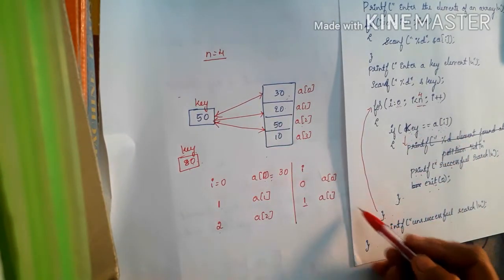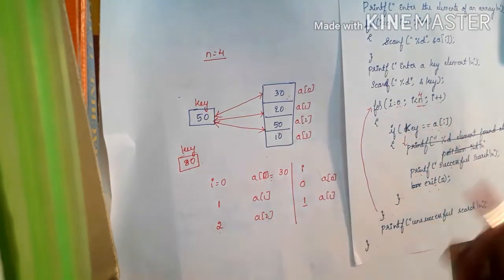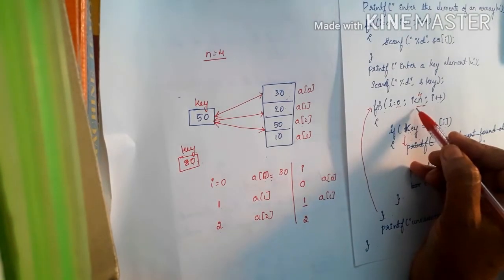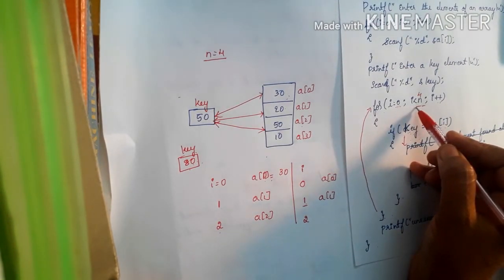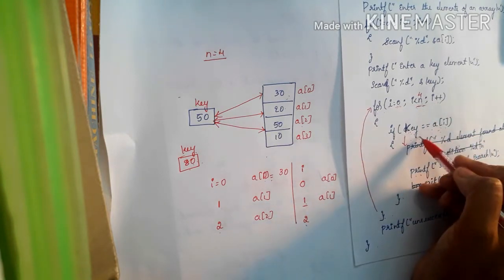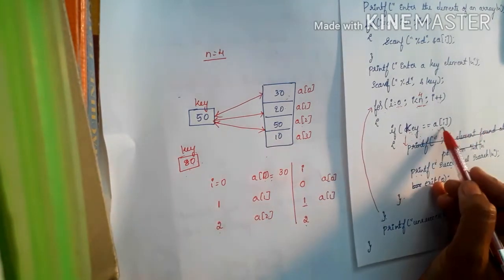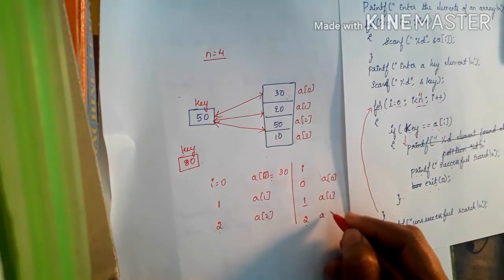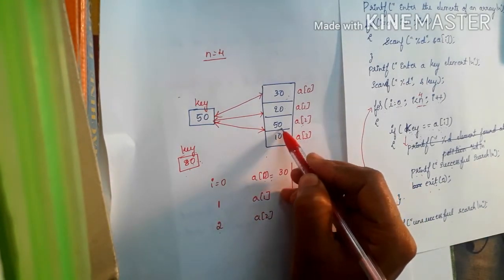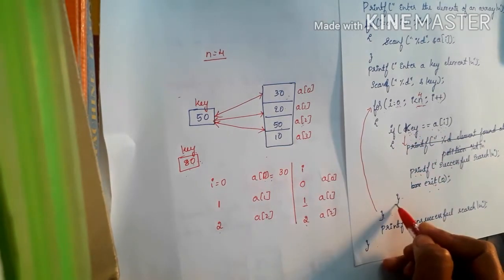Next, end for means control returns back to for loop. Then updation, that is I is incremented by 1 means I becomes 2. Then condition, is I less than 4? I value is 2, is 2 less than 4? Yes. Then compare key with A of I. Key is 80, 80 is compared with A of I. A of I means A of 2. Is 80 equal to A of 2, that is 50? No. So, if this condition is false, control moves out of if.